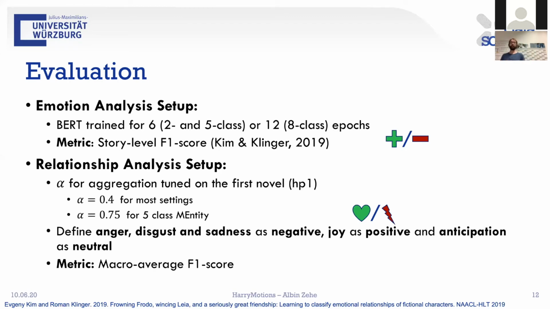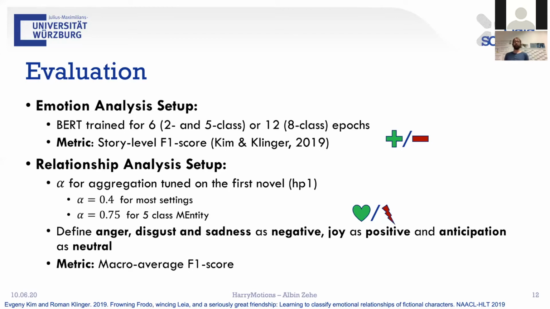For the relationship analysis, the first hyperparameter we need to set is the threshold alpha, and we tune this threshold on the first Harry Potter novel, checking which is the best setting that leads to the best classification results on this novel, and then using this setting for all the other novels. We set alpha to 0.4 in most settings, except for the 5-class masked entity setting, where we set it to 0.75.